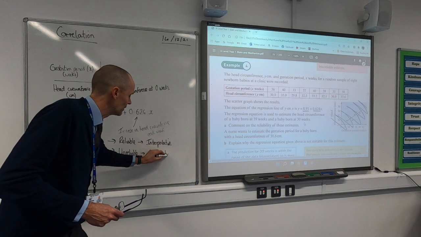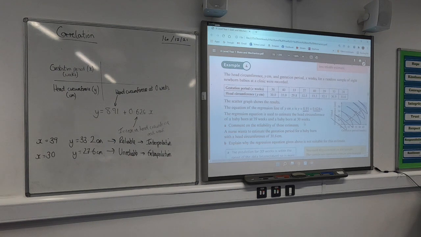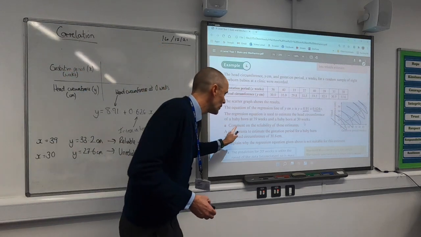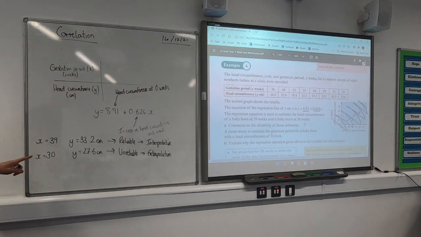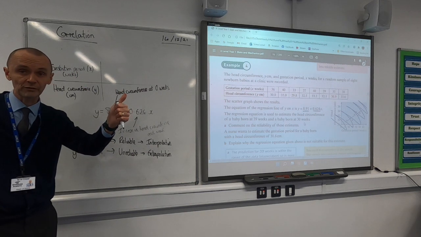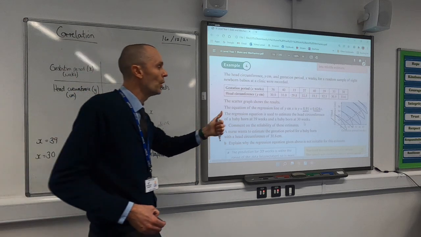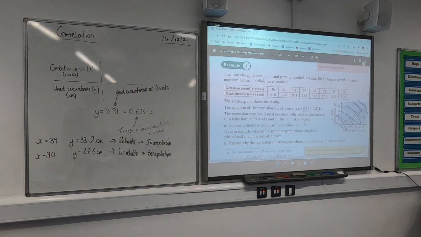It's a good old maths word, isn't it? It's a word we use at GCSE as well. So making a prediction outside the range of values is referred to as extrapolation, and it is unreliable. So comment on the reliability of these estimates. You would be expected to say for 30 weeks it's unreliable, and I would use two things. I'd use the word extrapolation, but then I'd explain what I mean by that. I'd say it's below all of the values that we've got plotted. So I wouldn't just use the word extrapolation, I'd say it's below.